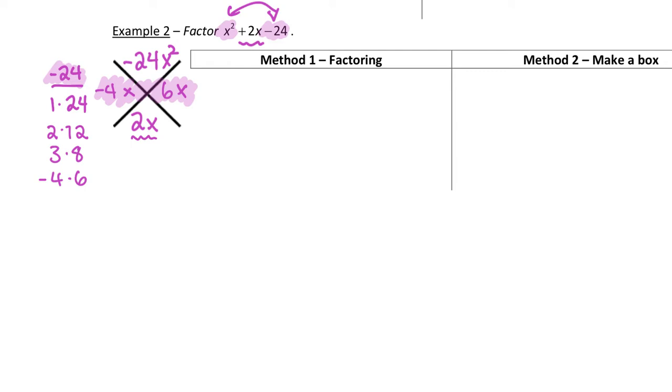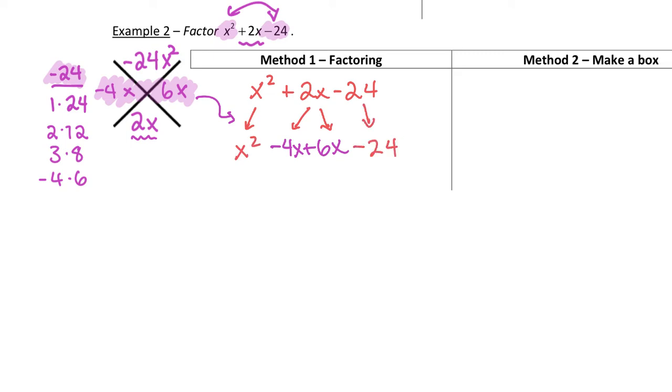Okay. So here we go. Let's put it all together. x squared plus 2x. I'm just going to rewrite the original problem. I'm going to split out my 2x, so I'm going to split those out there. And I've got negative 4x plus 6x. So that's where those middle terms come from. Right here, I'm just going to bring down that x squared, and I'm going to bring down that negative 24.